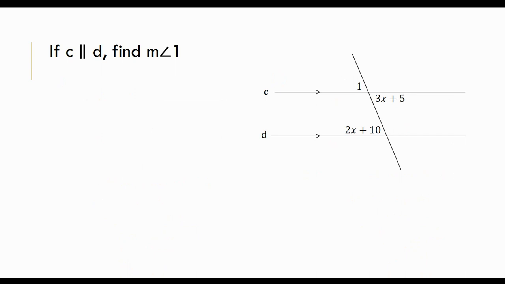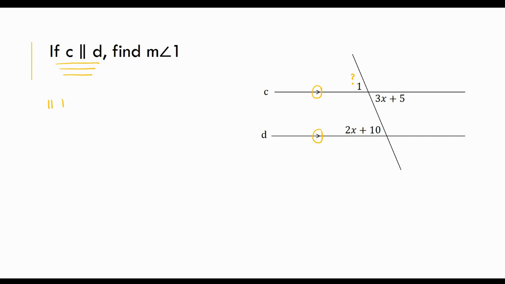All right, in the next one, it says that if line C is parallel to line D, and notice that I even have it marked in my picture, but I didn't necessarily have to have it marked if I'm giving you this information. But if those are parallel lines, we want to find the measure of angle 1. So this angle right here is my angle in question. Notice that the two angles that I have expressions for are the 3x plus 5 and the 2x plus 10. Those are both inside of the parallel lines. So they are interior. They are on opposite sides.